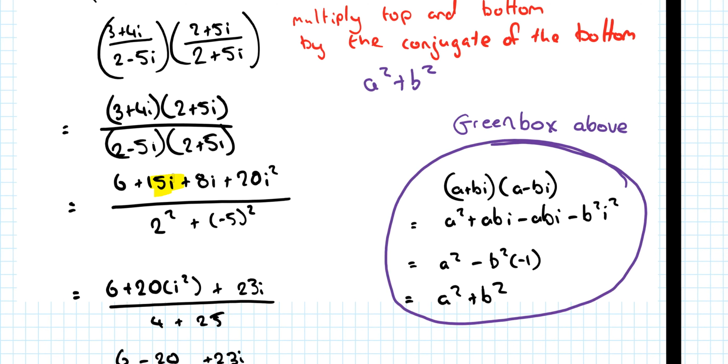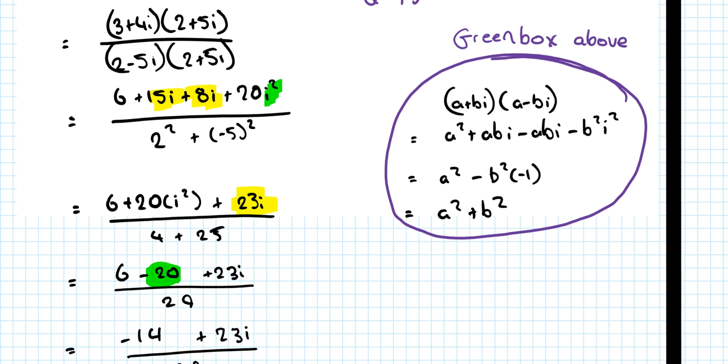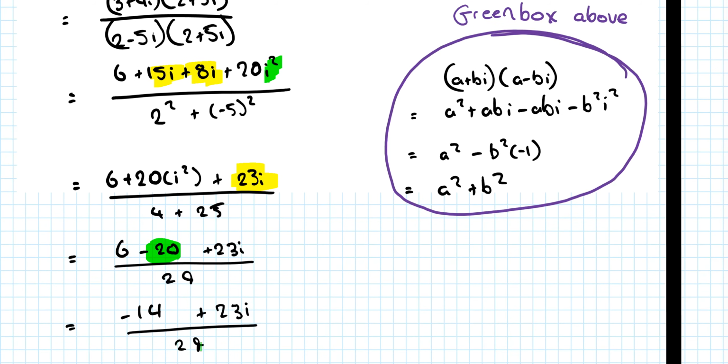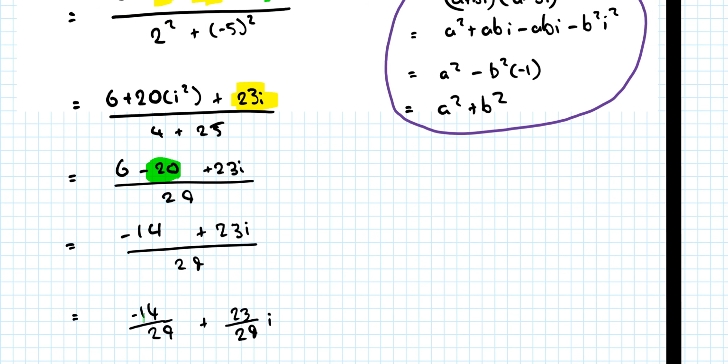15i plus 8i is 23i. Do I know about i squared? i squared is really minus 1, so that's where the minus 20 comes from. 6 minus 20 is minus 14, so I'm getting minus 14 plus 23i over 29. Okay, fine, just go minus 14 over 29, 23 over 29. Job done. a, in this case, is going to be minus 14 over 29. b is 23 over 29.